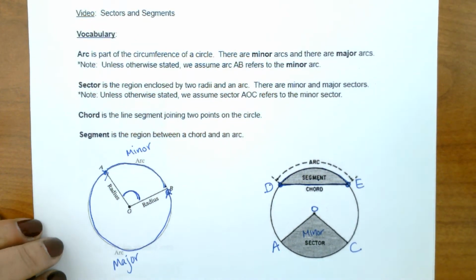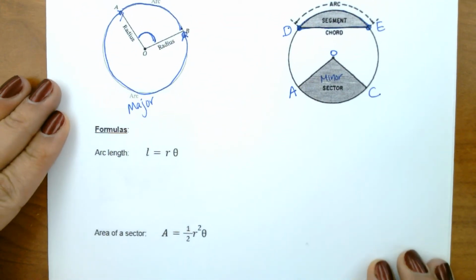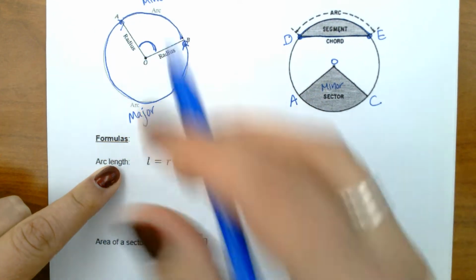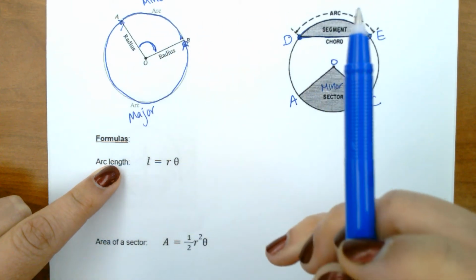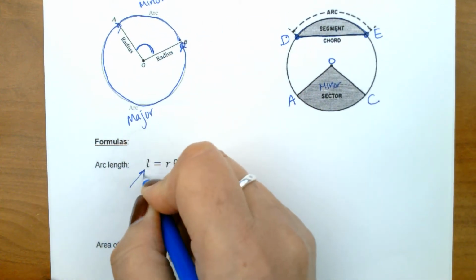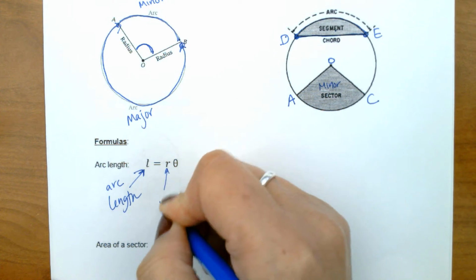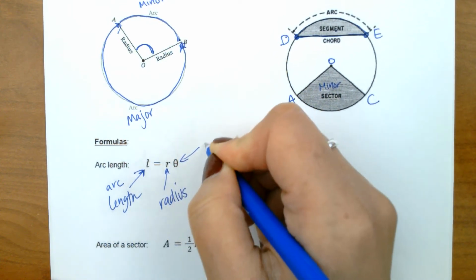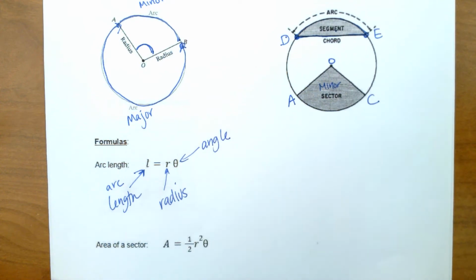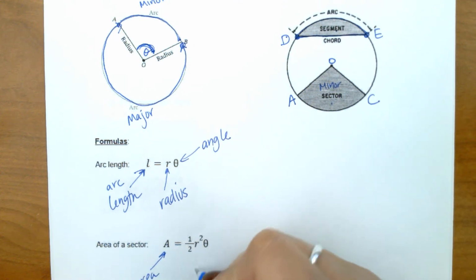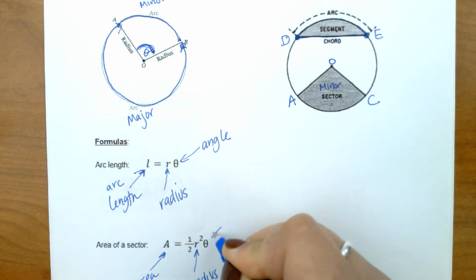Okay, let's look at some formulas. What are we going to be doing with all of this? There are two formulas that we're going to be looking at: the arc length, and the area of a sector. So the arc length, how long is this piece here? L is the length of the arc, R is the radius, and theta is the angle measure, that angle right here. Area of a sector, so what is the area inside? How much does that cover? A is area, of course, with again the radius, and again the angle.